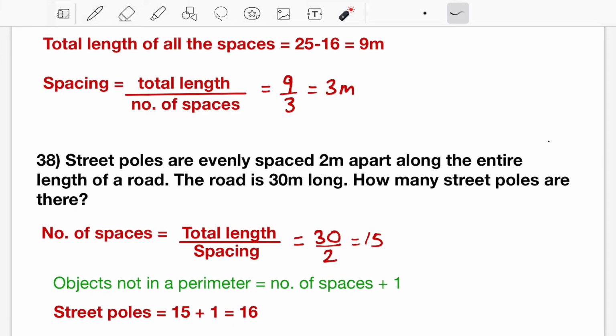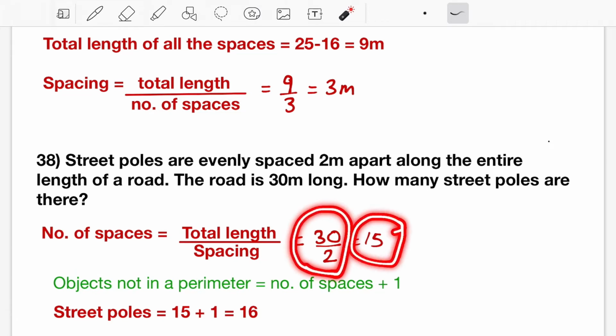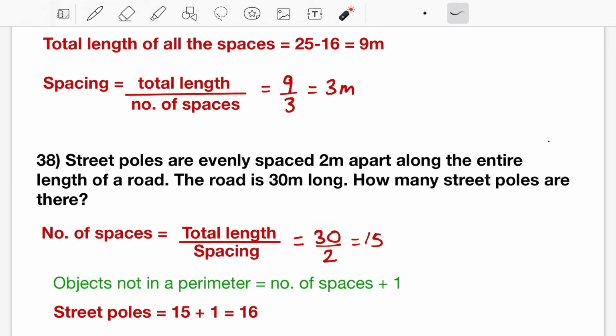Okay, so we can begin by working out the number of spaces and then add 1 to it to get a number of objects, or in this case poles. So the number of spaces between the street poles is the total length which they gave us divided by the spacing which they also gave us, and that's 15. So that's 15 spaces between the poles, so 15 plus 1 is 16 street poles.